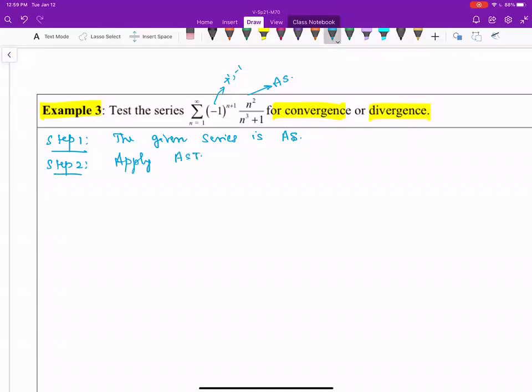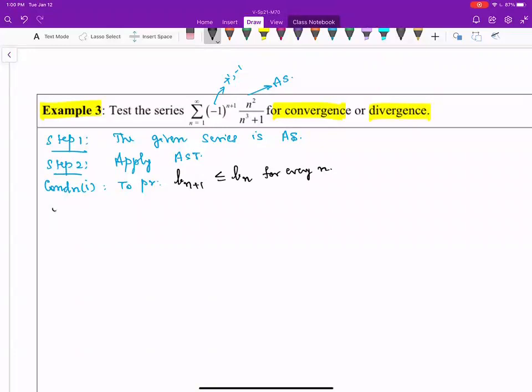So we have to prove first condition, b_{n+1} less than or equal to b_n. And then second condition, limit of b_n equal to 0. So let's establish condition 1. That is to prove b_{n+1}, which are the positive parts of sigma a_n, b_{n+1} less than or equal to b_n for every n. That's what we have to establish.